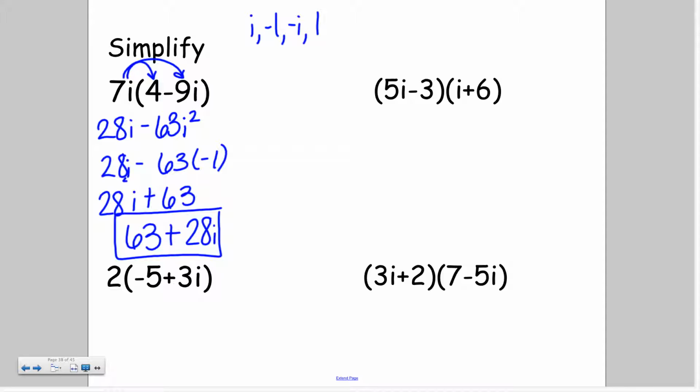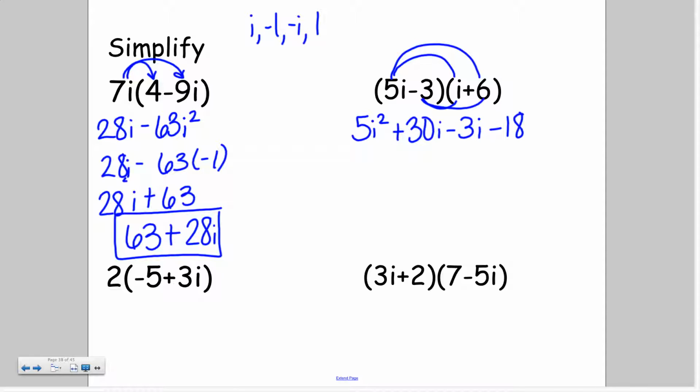All right, the next one, foil or box, whichever one you like. But 5i times i is 5i squared. 5 times 6 is a positive 30i. Negative 3 times i is a minus 3i. And negative 3 times 6 is a negative 18.